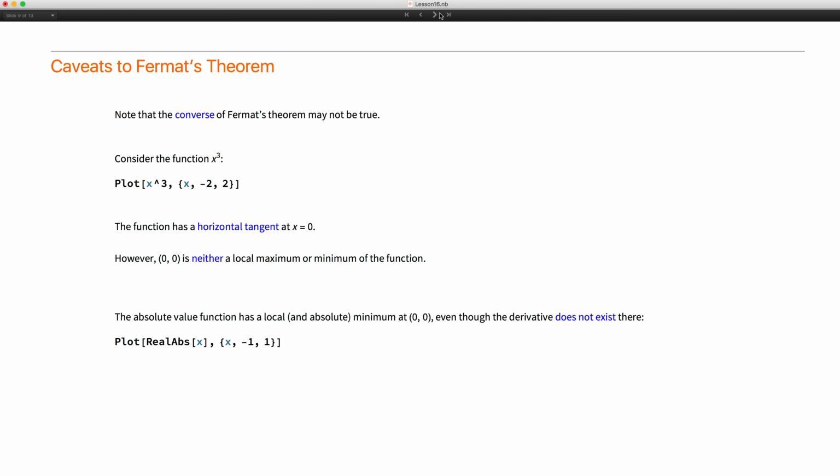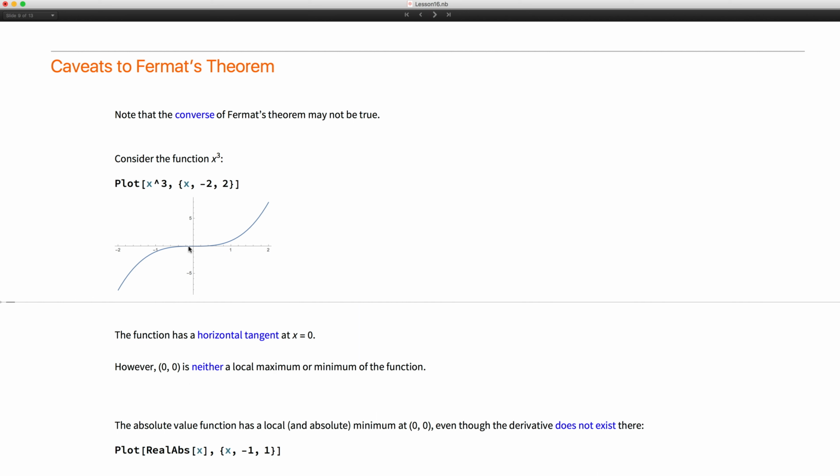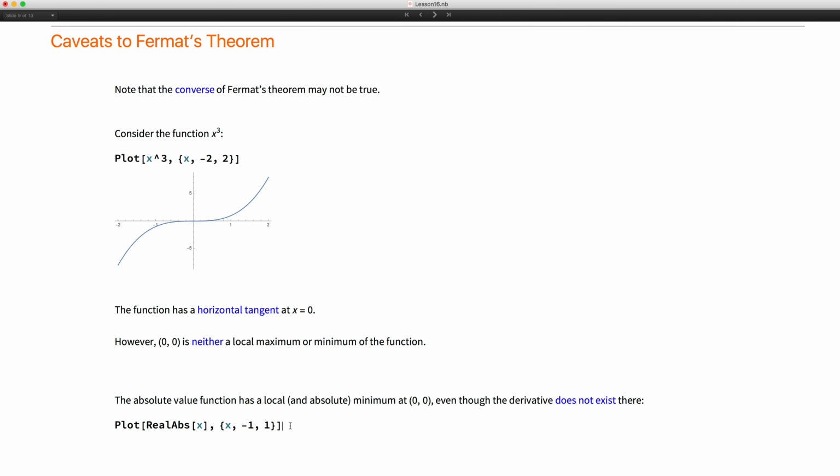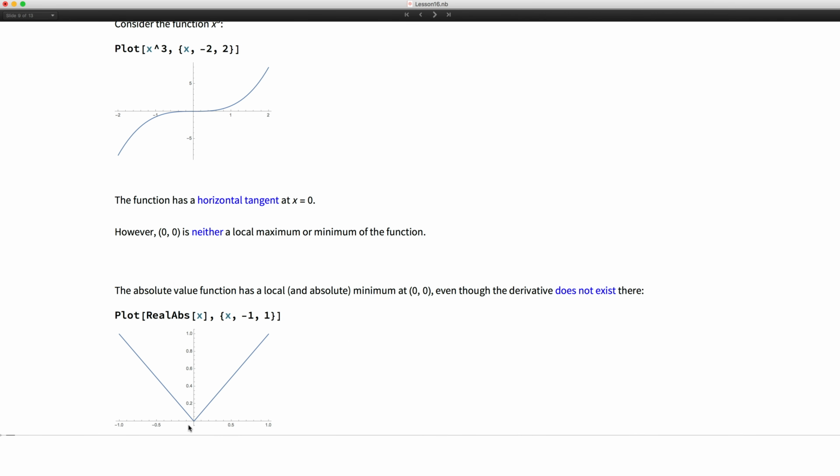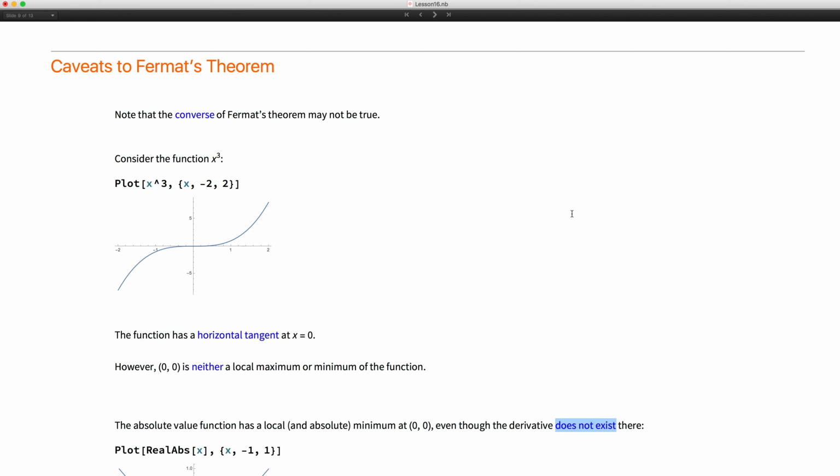Okay, so there are a few things to remember about Fermat's theorem: the converse is not true, and it's not true in a few ways. So for example, you have a function over here, the cube function, and clearly you have a horizontal tangent over here. The derivative is 0, and yet there are no maxima or minima. So the theorem merely says that if you have a maximum or minimum, then the derivative must be 0. And here's another example, which is the absolute value function, where you do have a minimum, but then the derivative does not exist at that point. So Fermat's theorem must be used with caution, but it in fact is a very powerful theorem.